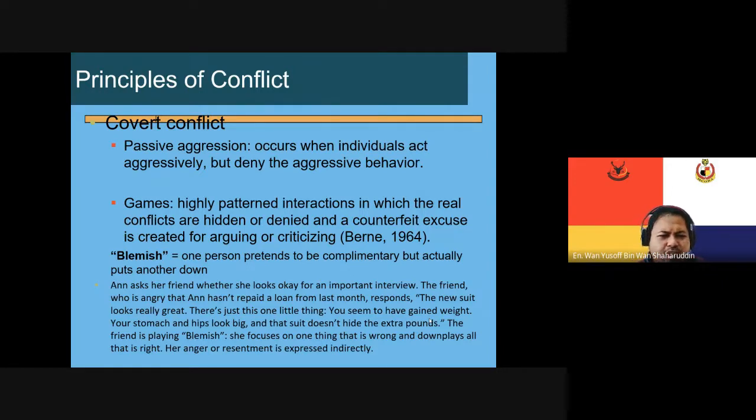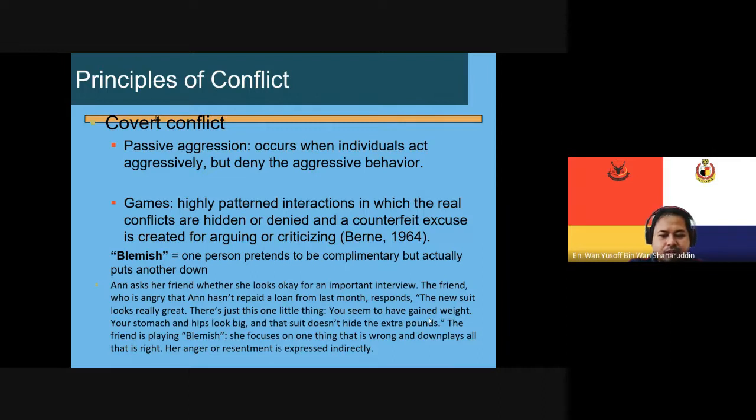You seem to have gained weight. Your stomach and hips look big, and that suit doesn't hide the extra pounds. The friend is playing blemish over here because she focuses on one thing that is wrong and downplays all that is right. Her anger or resentment is expressed indirectly. When you are practicing blemish, you got a grudge or something which is conflicting within you and also your friends. And when your friend is asking you about your opinion, you will tend to straight away point out the flaws or things which are not suited or which can cause your friend to be unhappy.